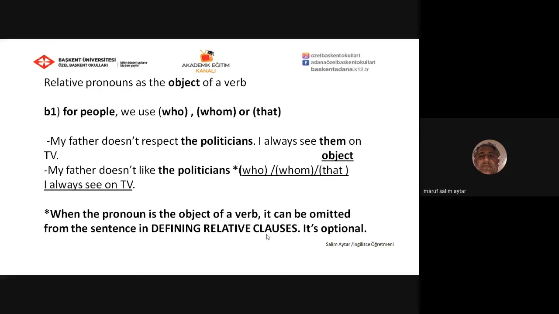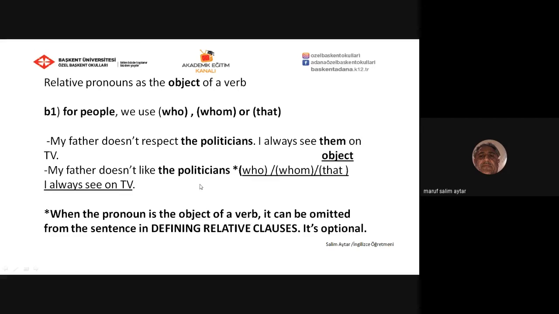Relative pronouns are used as the object of a verb too. For people, we use who, whom, or that. My father doesn't respect the politicians. I always see them on TV.